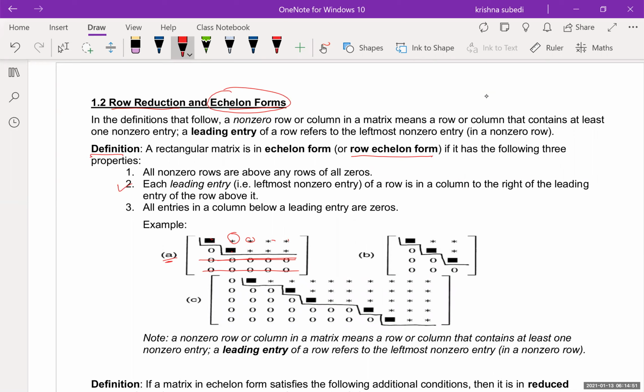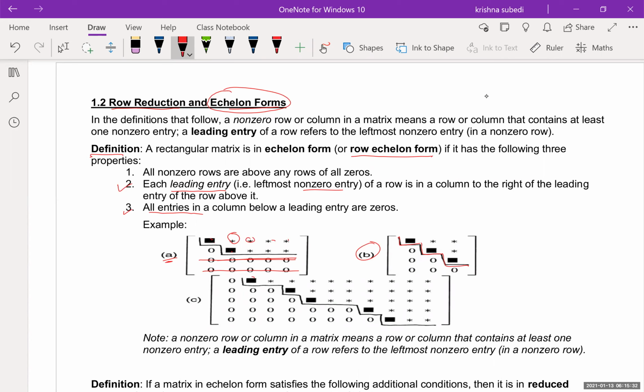Property number two, each leading entry, which we call the pivot later on, the leftmost non-zero entry of a row, is in a column to the right of the leading entry of the row above it. So this is represented in part B. You can see here. And all entries in a column below a leading entry are zero.